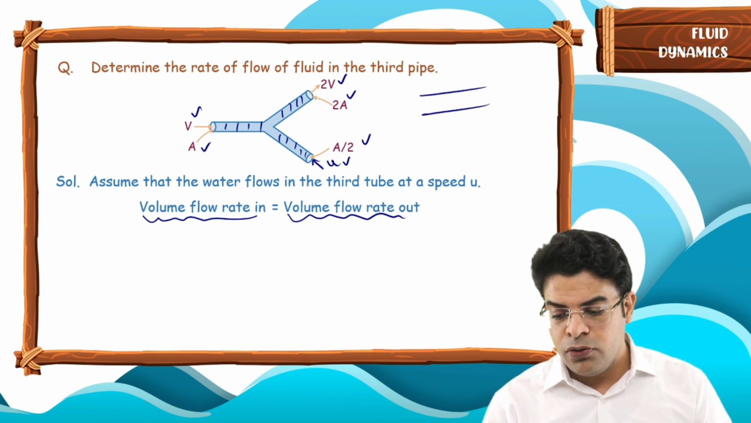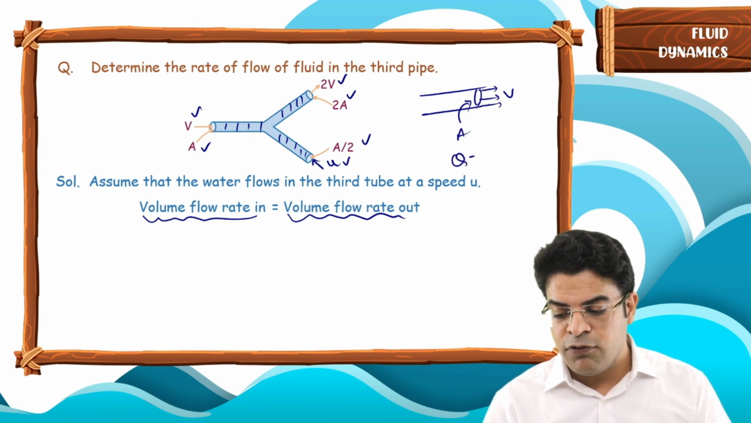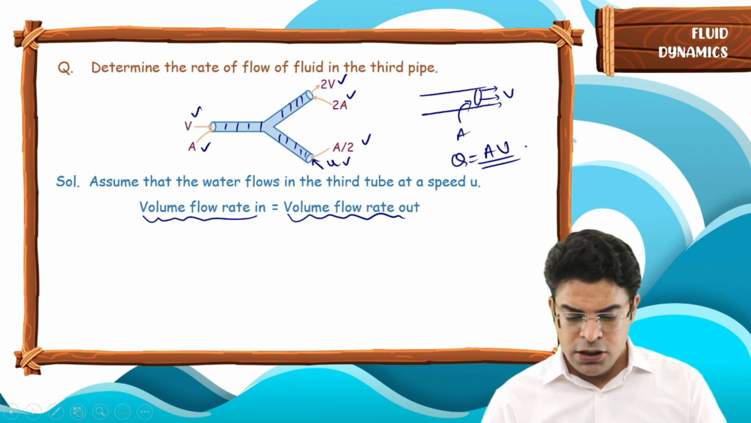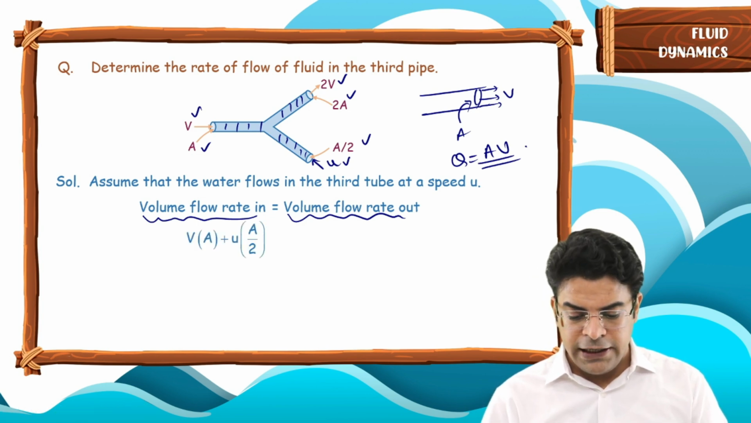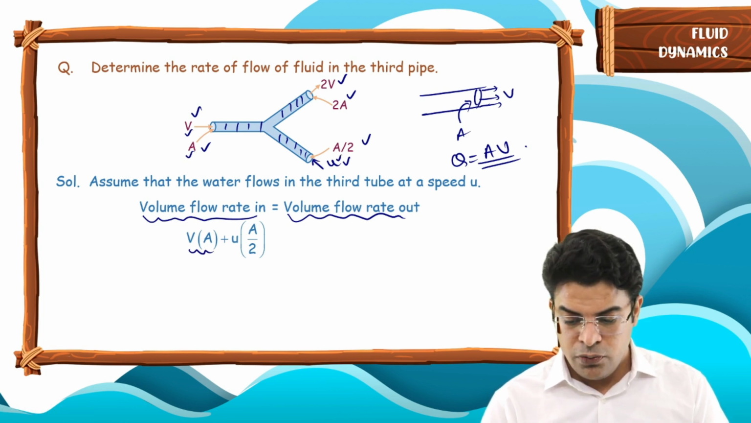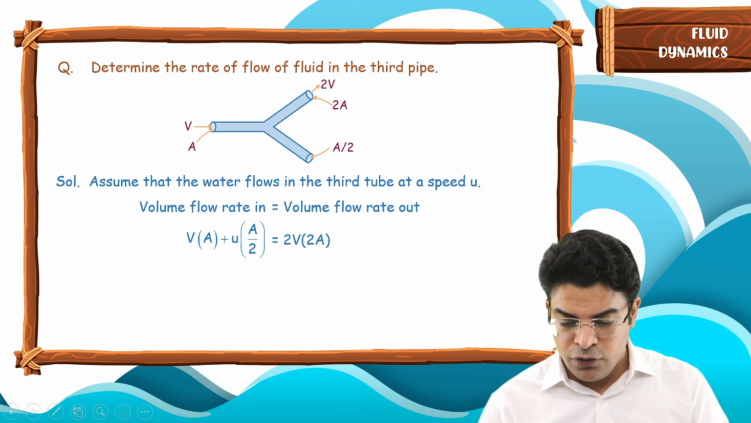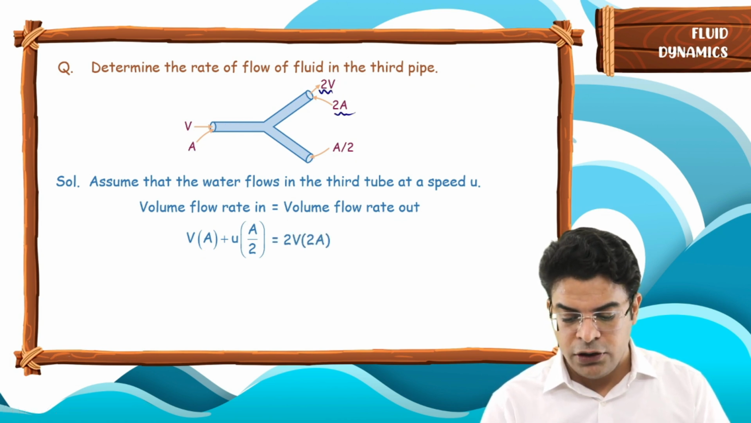For any tube having a cross-sectional area A, from which the fluid comes out with a speed v, we say that the volume flow rate is nothing but A into v. So using the same concept here, the volume flow rate in will be v into A plus u into A by 2. This will be the volume flow rate in. And the volume flow rate out will be equal to 2v into 2A.